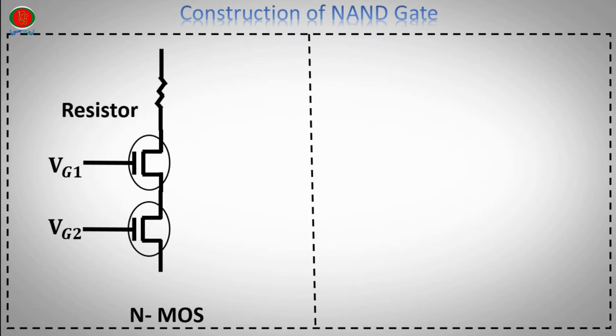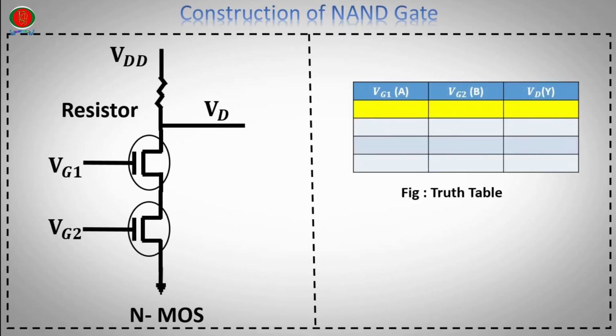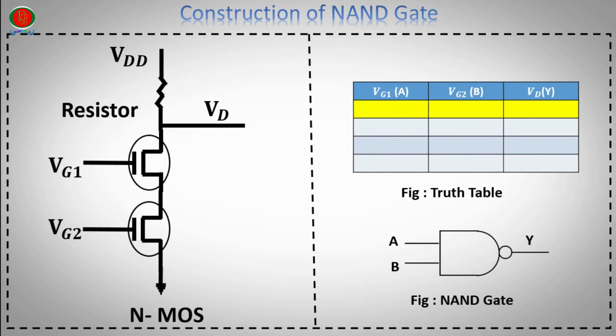Load resistor. VDD power supply. Transistor ground. VD transistor output. NAND gate truth table. NAND gate symbol.